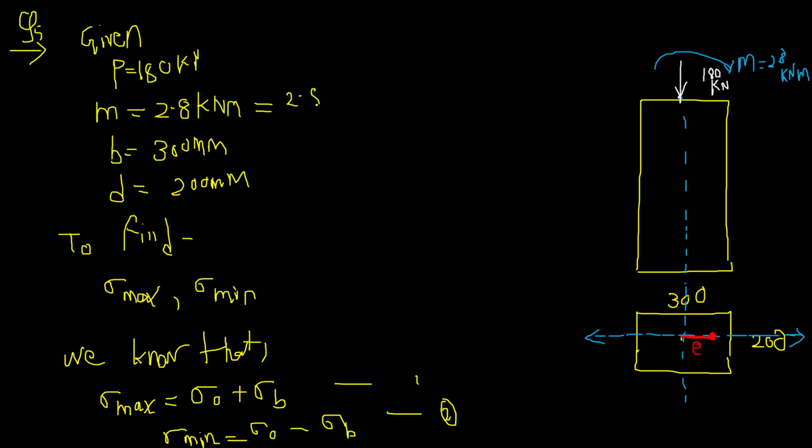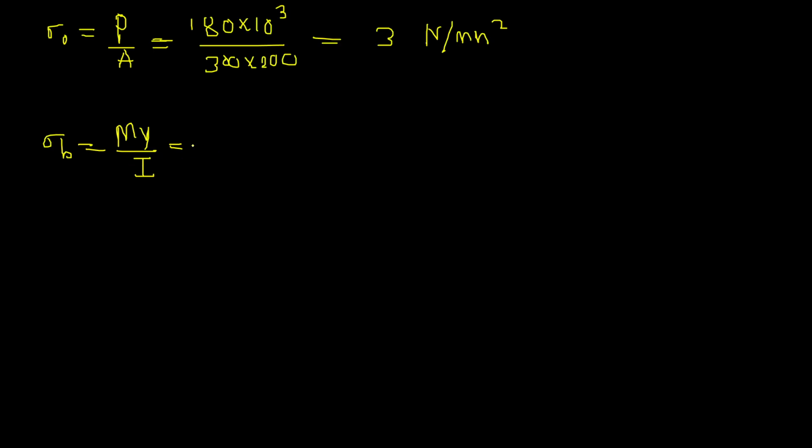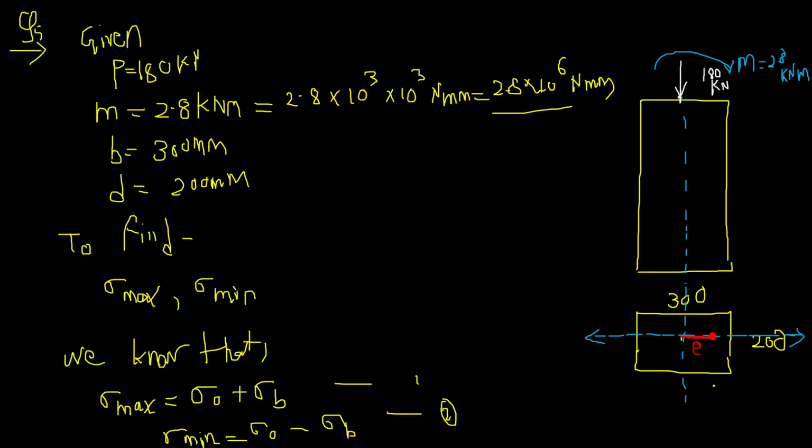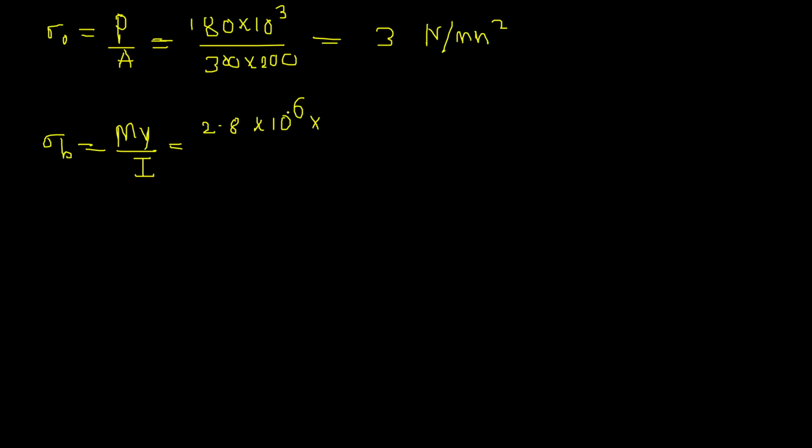So 2.8, instead of kilo write 10 to the power 3, and 1 meter is equal to 10 to the power 3 mm, 1000 mm. So again it will be 10 to the power 3 newton mm. So that is 2.8 into 10 to the power 6 newton mm. Now substitute here 2.8 into 10 to the power 6 into the y value. So this is the value of y, that is b divided by 2. How much is b? 300 divided by 2.